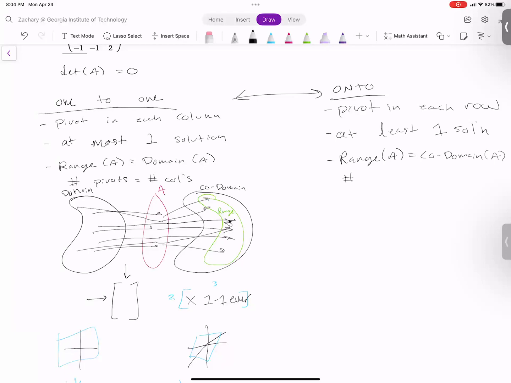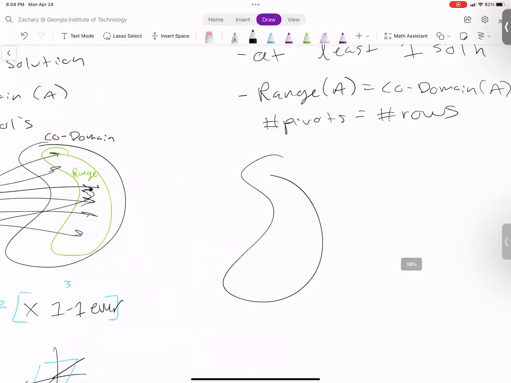If before my number of pivots equaled my number of columns, it now equals my number of rows. And that's how, if you remember one of them, you can put the other together pretty easily. It's the same statements, just flipped. All right, from here, I'll zoom in.